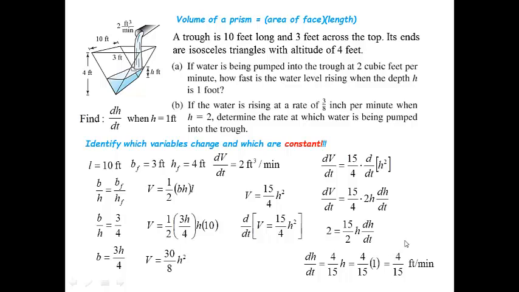Okay, so this keeps changing. This number only works at this height only. Once we get higher up, this will be a smaller number, and when we're below 1 foot, it should be a larger number.